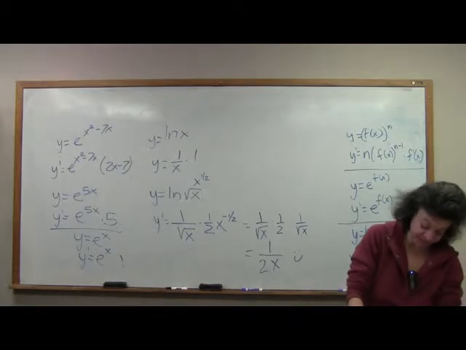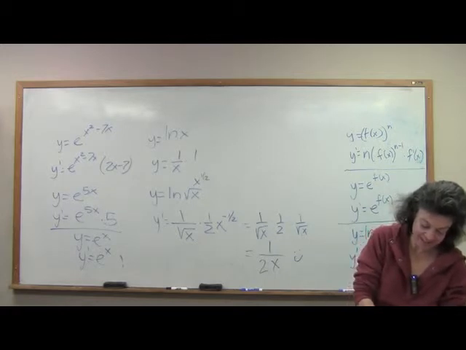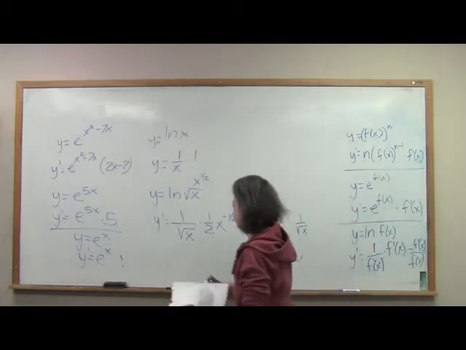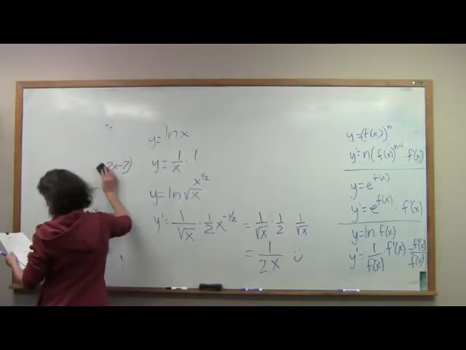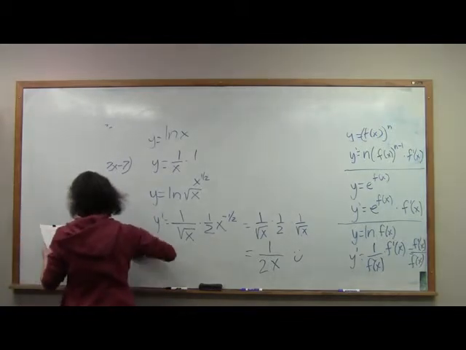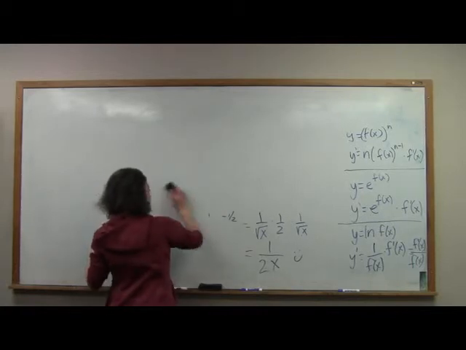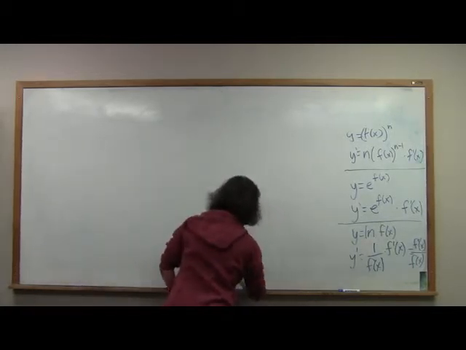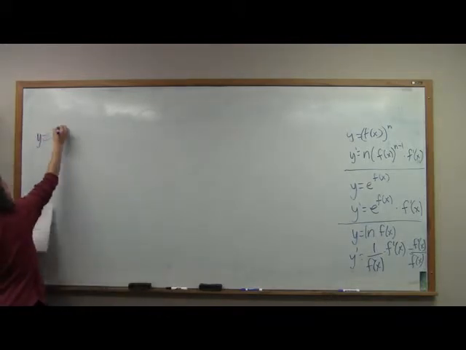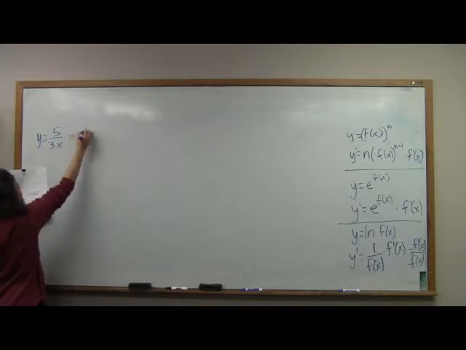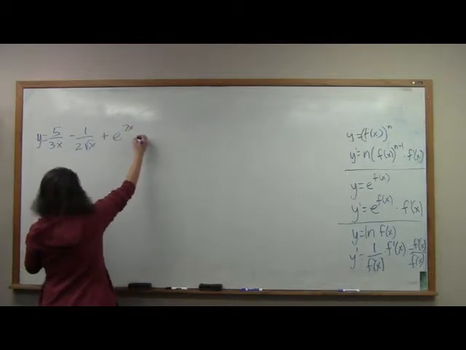So, let's do this. I had some other really fun ones written down. Here they are. Just kind of putting everything together now that we've done in 3.1, 3.2, and now adding 3.3 onto it. What if I have y is 5 over 3x minus 1 over 2 root x plus e to the 7x?